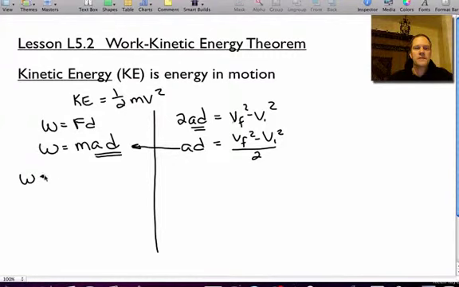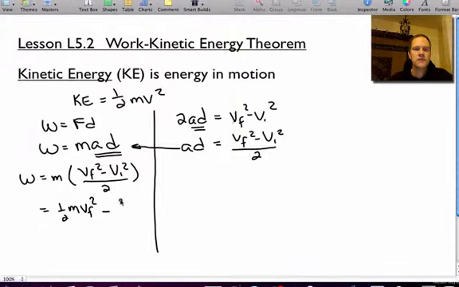So work then is equal to mass times VF squared minus VI squared, all divided by 2. And if we factor that out, distribute it, we end up with 1/2 m, pulling that 1/2 out, times VF squared, minus 1/2 mVI squared. And it's the net work, really, because we're dealing with the net force here. So here we have the net work is equal to the kinetic energy final minus the kinetic energy initial.